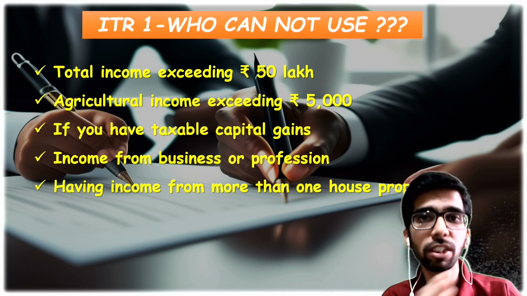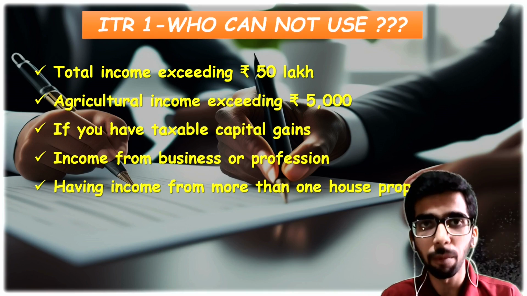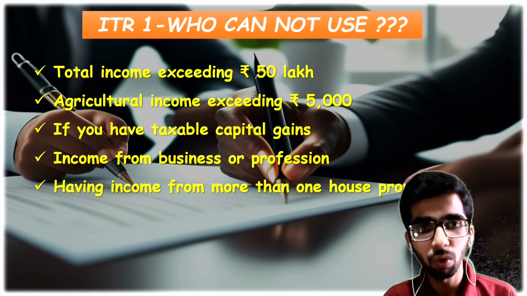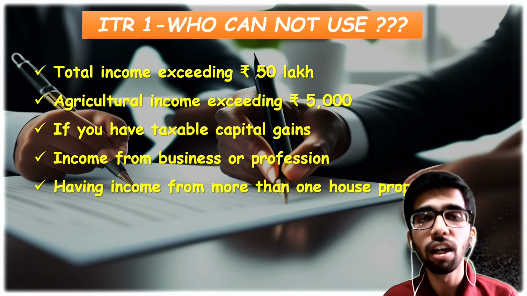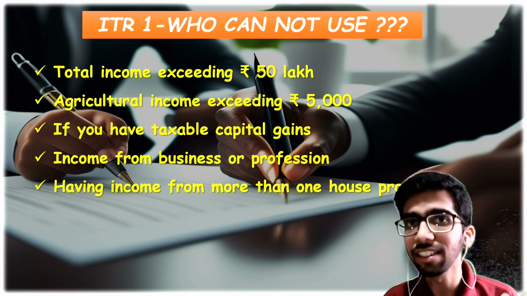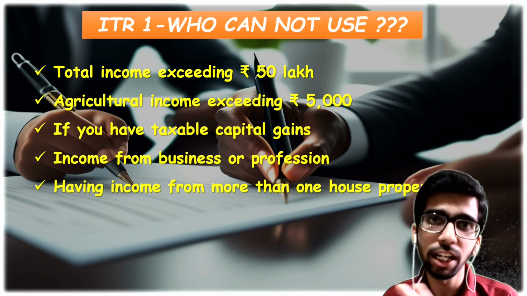First one, total income exceeding 50 lakh, you can use ITR 2, which we are going to discuss in the upcoming slide. Agriculture income exceeding 5,000, ITR 2. Having a capital gain, ITR 2. Having business income, ITR 3 or ITR 4, as the case may be. Having more than one house property, ITR 2.